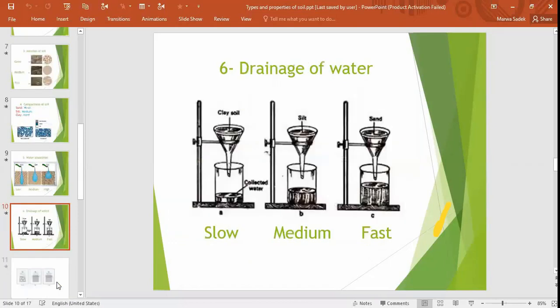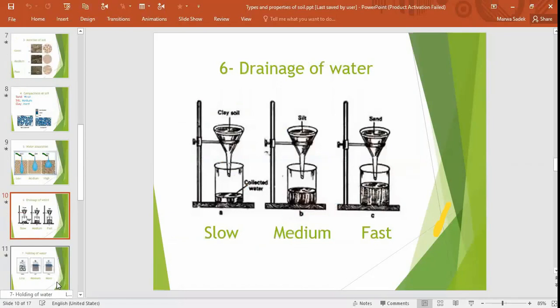The next one, drainage of water. Drainage of water means what? It's not absorption. It is the passage of water through the soil. So will the water leave the soil faster or not? If you look here, this is the water that leaves clay soil. This is the water that leaves silt soil. This is the water that leaves sand soil. Which one of them is bigger?